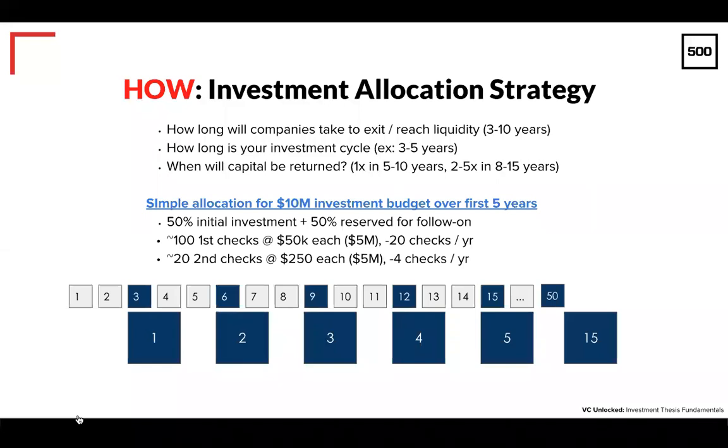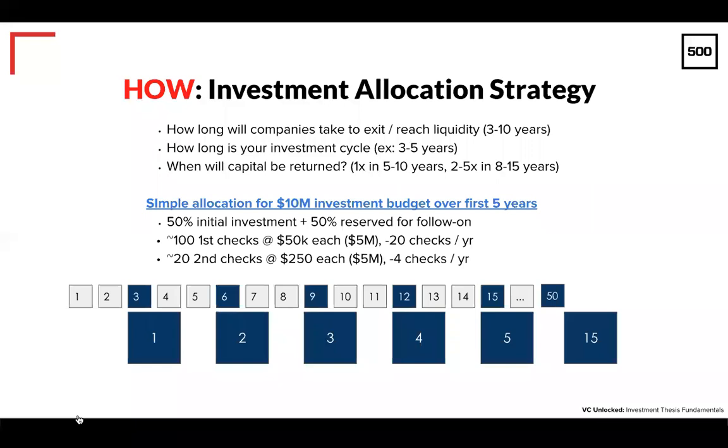So here I put a simple allocation. Let's say you have a $10 million investment budget in the next 5 years, right? What's important for you to start writing down is how many first checks you're going to write. So this is a simple math. We said we're gonna write 100 first checks of $50,000, and that will require $5 million. And then I project that 20% of those first checks are going to raise a next round, and I want to write $250,000. So that's going to require another $5 million. Of course, this doesn't account for the management fee.